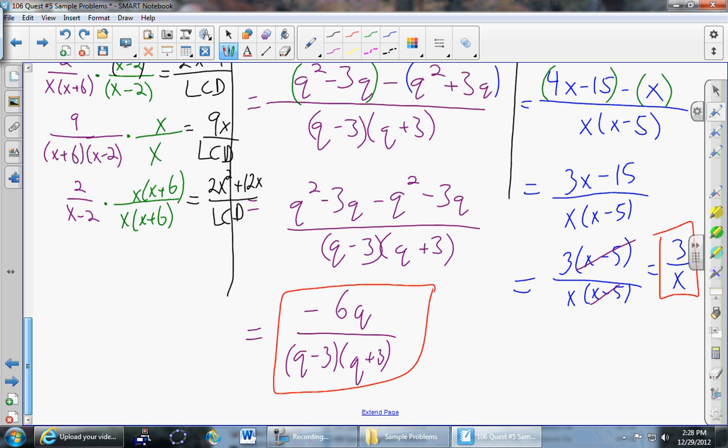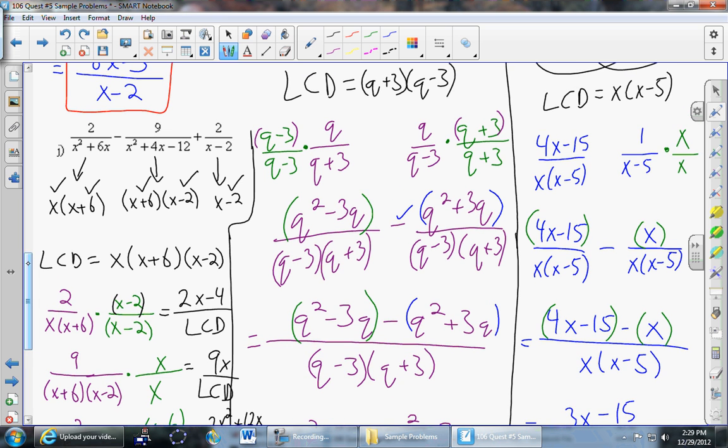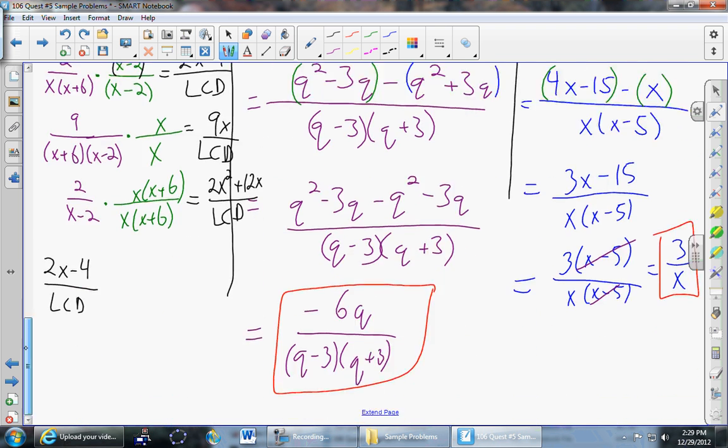Okay, so I think we're actually almost done with this one. I'm just going to copy my new fractions there in black. So we've got 2x minus 4 over the LCD. And then was it a plus or minus? All right, the first one was a minus, the second one was a plus. So the first one is a minus, and then I'll copy my middle fraction, 9x over the LCD. Second one was a plus, and then my last fraction, 2x squared plus 12x over the LCD.